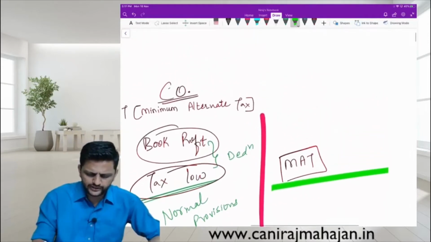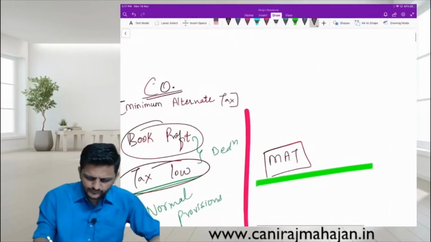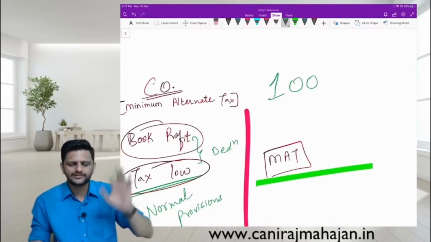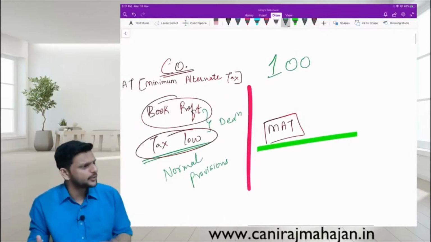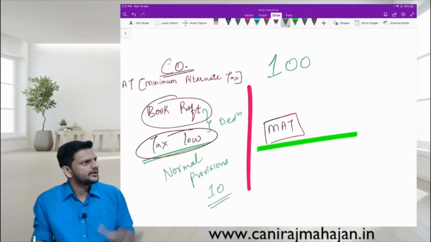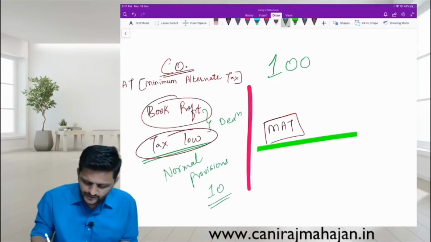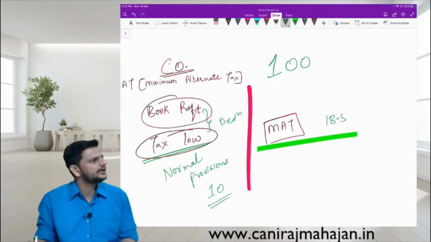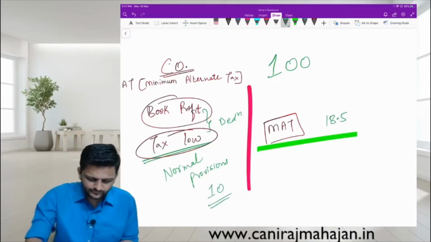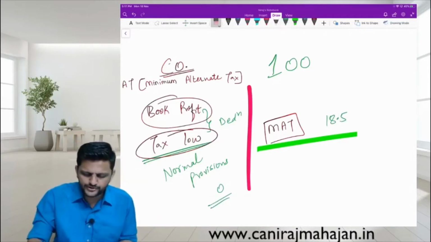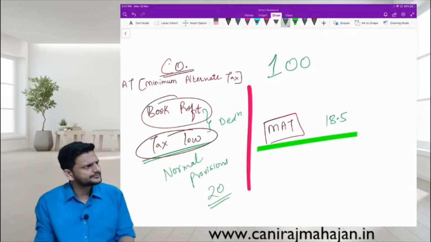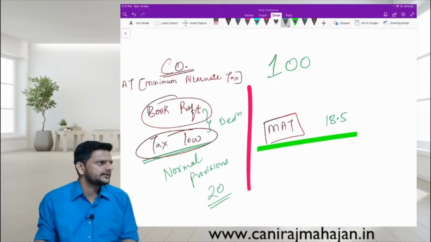Yes. So pay attention now. The book profit is rupees 100. And as per normal provisions, the tax comes to only rupees 10. And as per MAT, it comes to 18.5. Which one you will pay? 18.5. Very good. If as per normal provisions, the tax comes to 20 and MAT is still 18.5, then you will pay 20. Are you following here?